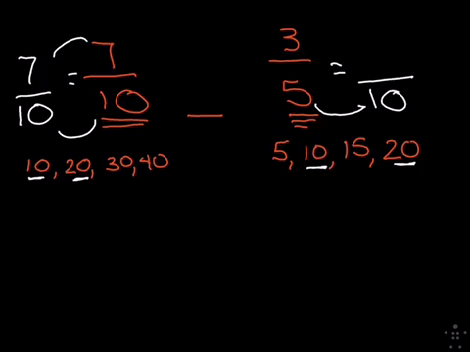My 5 times what gives me 10? We'll count by 5s. 5, 10. Oh, it's times 2. What you do to the bottom, you do to the top. 3 times 2 is 6. So which one is bigger, 7 tenths or 6 tenths? Well, hopefully you said 7 tenths. Because 7 is bigger than 6. All right, please go find a partner to work on 14-15.